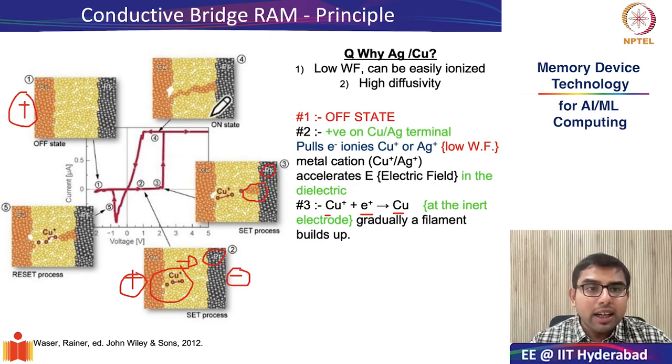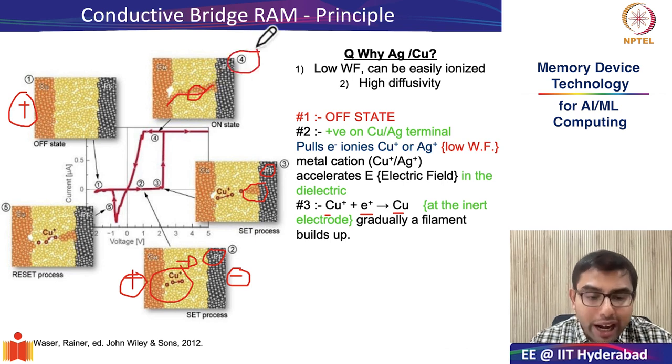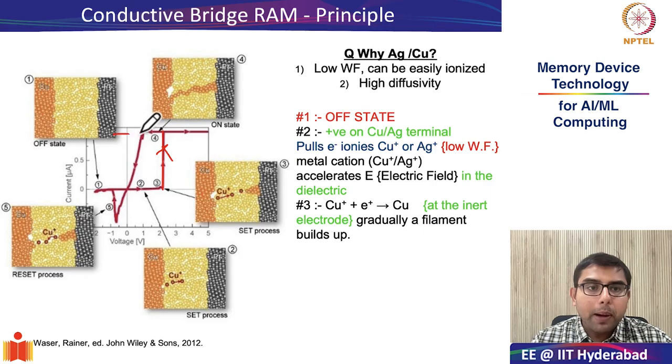As you keep increasing the bias, more such copper atoms start getting ionized from your copper electrode and travel to the filament and get reduced, therefore becoming copper metal. This process stops when there is a complete filament, as shown in the fourth image. When this filament is completed, current suddenly jumps up, as you can see in this IV characteristic, and you have to control the formation of this filament again by applying a compliance current.